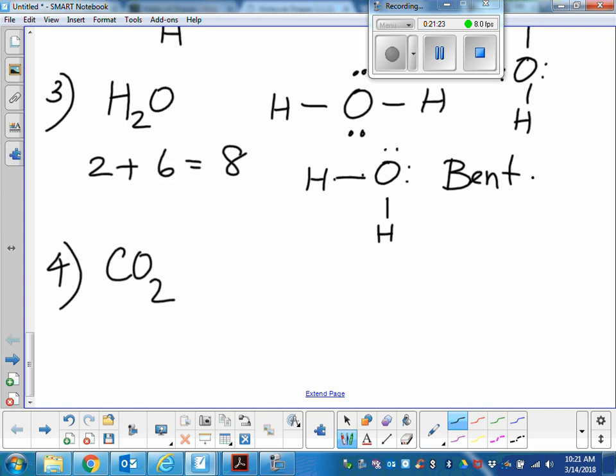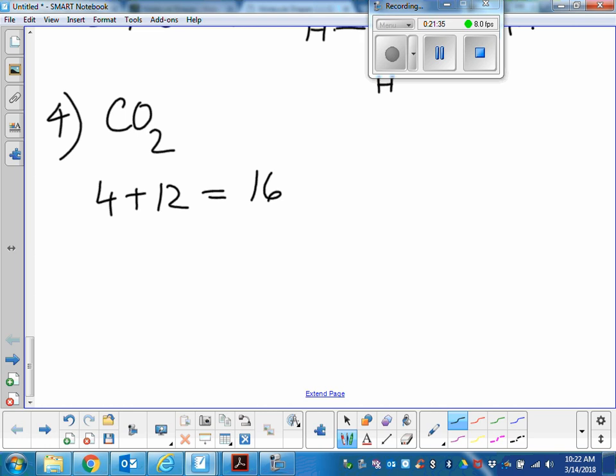Alright? So carbon has 4 valence electrons. Each oxygen has 6. There are 2, so the total is 12, and it's 16 total electrons. If I want a symmetrical arrangement, what do I put in the middle? Carbon. And now I have oxygen on either side, and I need at least a bond between them. How many bonds have I accounted for? 4. So that leaves me behind with how many more to account for?